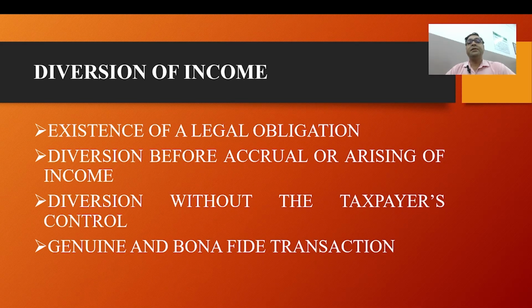I will discuss the details of accrues and arises in Block 2 when I define the definition of income, and I will discuss the definition of person. This legal obligation can arise from a contract, an agreement or any other legal arrangement. It means the legal obligation must be a contract, agreement or other legal arrangement. Number two, diversion before accrual or arising of income. The income must be legally diverted to a third party before it accrues or arises to the taxpayer. Once the income accrues or arises to the taxpayer, it becomes taxable in the hands of the taxpayer unless it satisfies the condition for diversion of income.